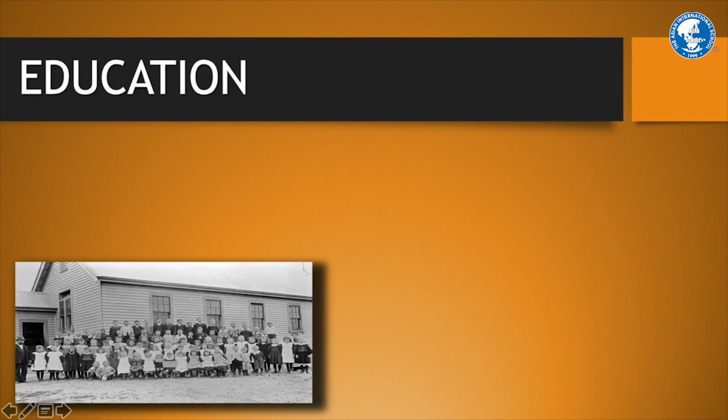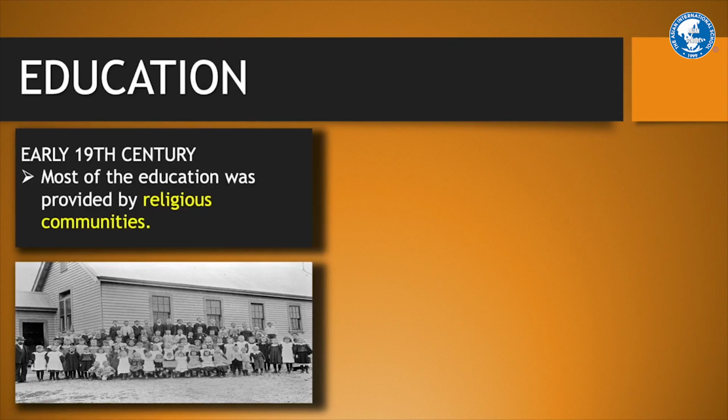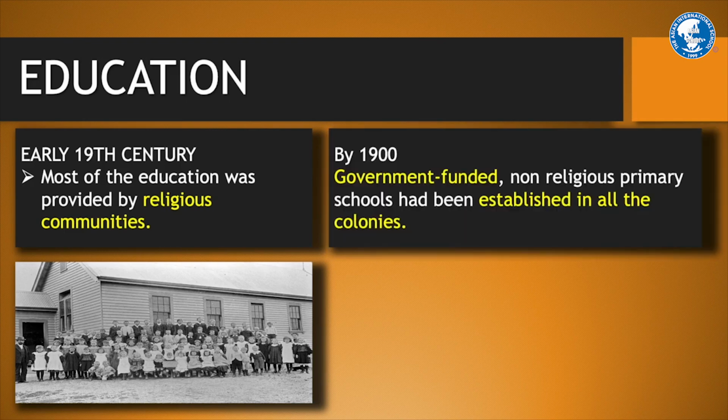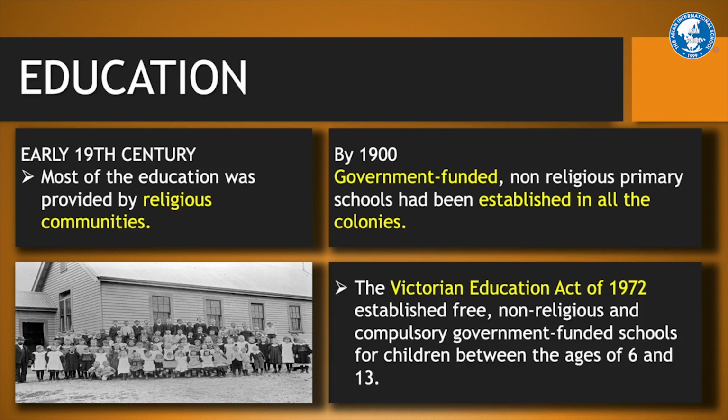Now let's move on to education. By the early 19th century, most of the education was provided or run by religious communities or missionaries. However, by 1900, government-funded non-religious primary schools had been established in all the colonies. And the Victorian Education Act of 1872 established free, non-religious, and compulsory government-funded schools for children between the ages of 6 and 13. So that's the primary school. It's like public school for primary students.